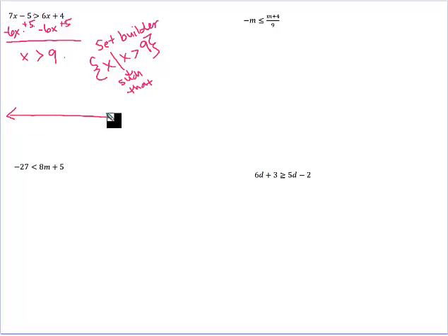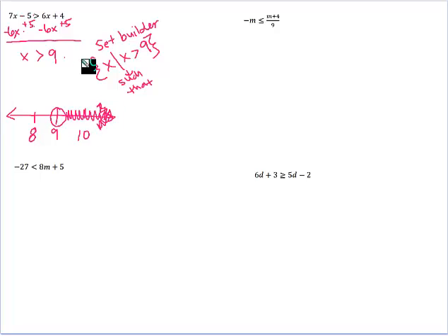Second way is on a number line. So here we have a 9. I want you to put one number above it and one number below it so that I know you know your number line. X is greater than 9 would be an open circle at 9 because it's not included, and we would shade this off to the right.